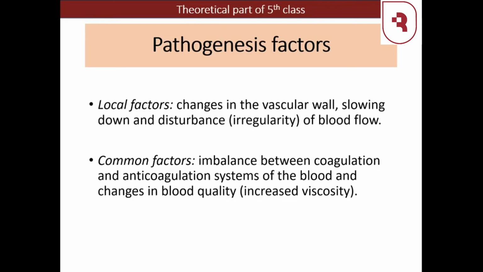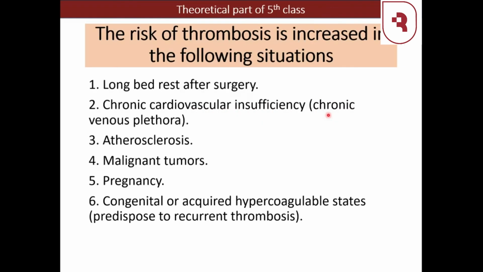Pathogenesis factors may be local, like changes in the vascular wall, slowing down and disturbance of blood flow. And also it may be common factors: imbalance between coagulation and anticoagulation system of our blood, and changes in the blood quality. One more process that may lead to formation of thrombus is inflammatory processes in the wall of arteries, which may be associated with damage of the vascular wall. Not only changes in the vascular wall, but also damage of it.